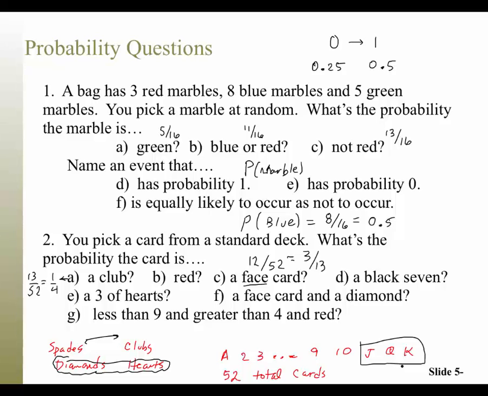Okay, a black 7. Trevor, probability of a black 7. Can we do this together? We just ask, how many black 7s are there in the deck? There are 2: the 7 of spades and the 7 of clubs. So we'll do 2 over 52, which is also 1/26. Okay, 3 of hearts. Jason. 1 out of 52.